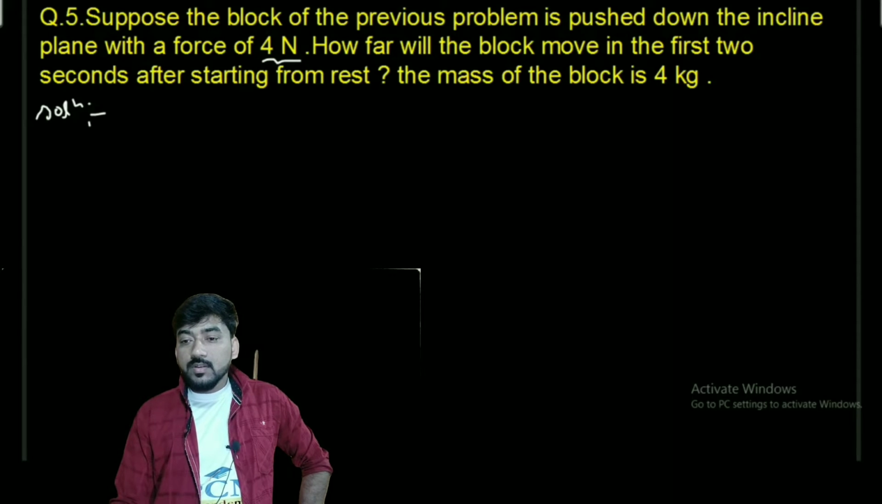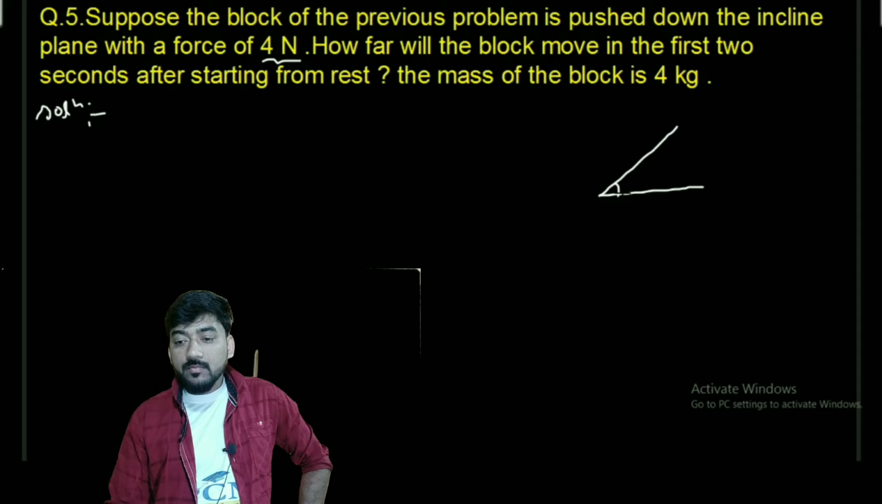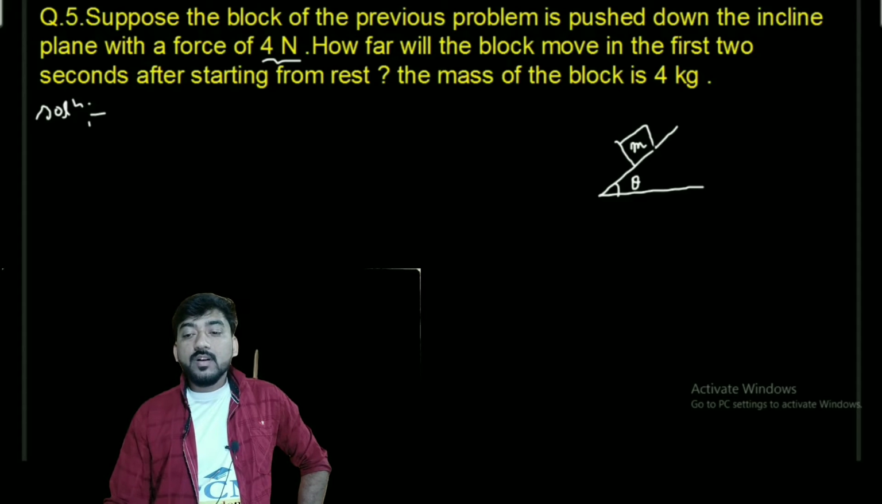In this case we cannot directly write down the acceleration along the inclined plane, because here an extra force of 4 Newton is present. So we have to solve the problem from the very beginning, because there is no ready-made formula for this case. So what are the forces acting?